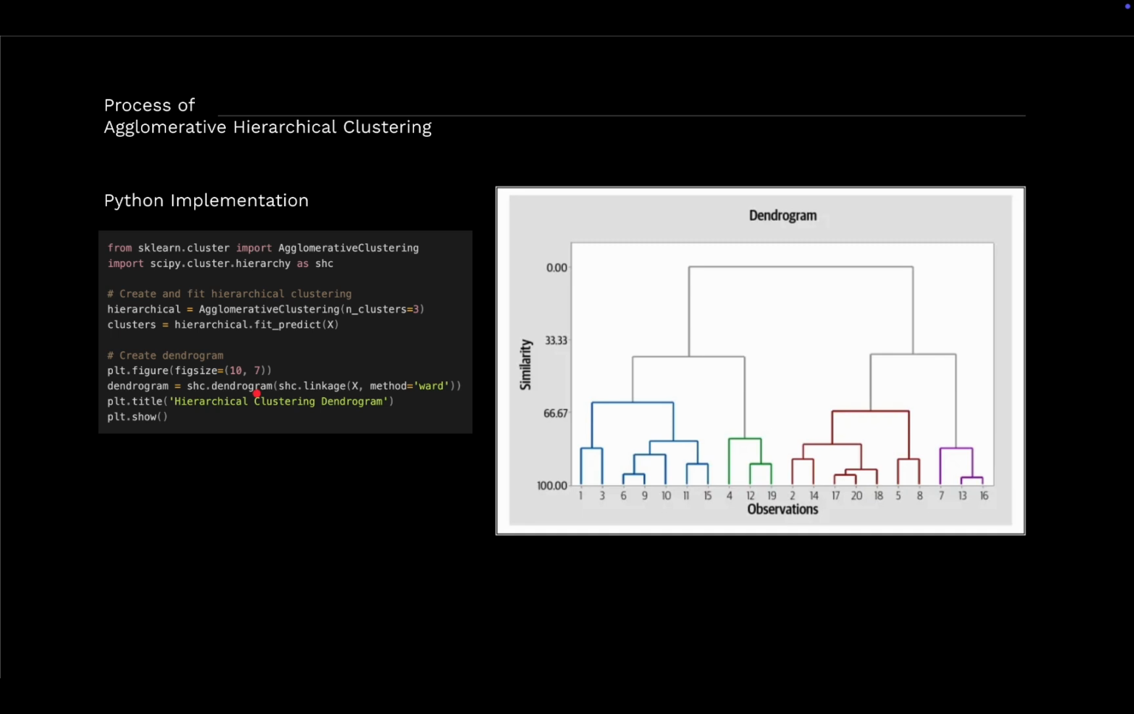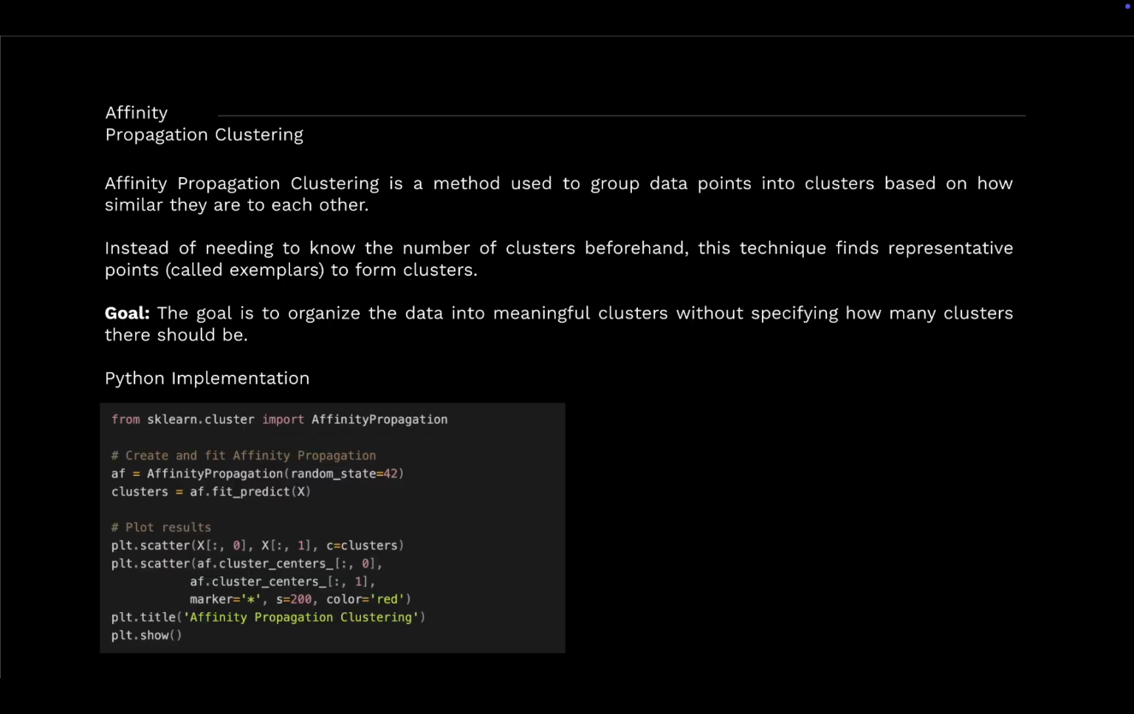Another powerful clustering technique is affinity propagation. Unlike k-means or hierarchical clustering, affinity propagation does not require specifying the number of clusters beforehand. Instead, it identifies exemplars, which are representative data points that define each cluster. This technique is great for discovering complex cluster shapes and for situations where the number of clusters is unknown. Affinity propagation is computationally efficient and performs well with non-metric similarities as well. The goal is to organize the data into meaningful clusters without specifying how many clusters there should be.